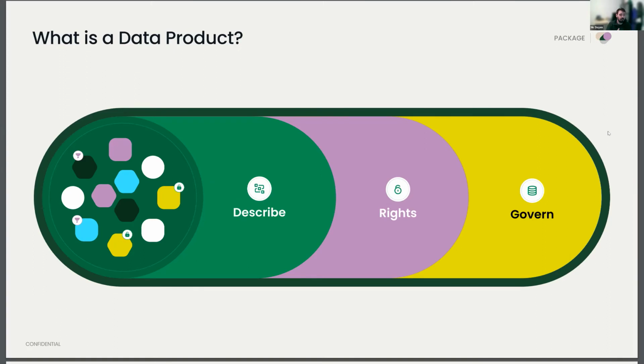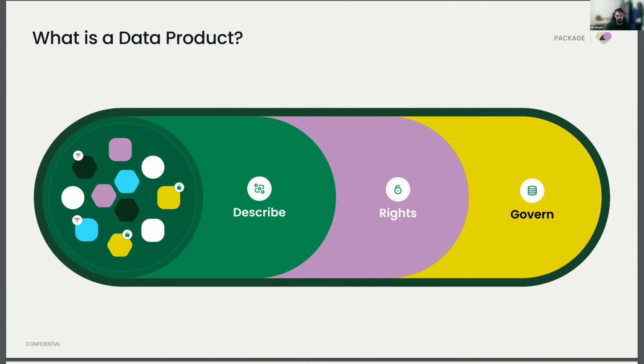And we see really three different really important categories of data productization and packaging that a provider needs to care about. The first being the description. How do you describe what this data product is, how it's relevant, how it's valuable, how it can be used, how it can be integrated, what questions it can answer, etc.